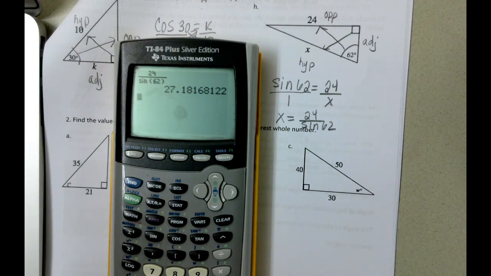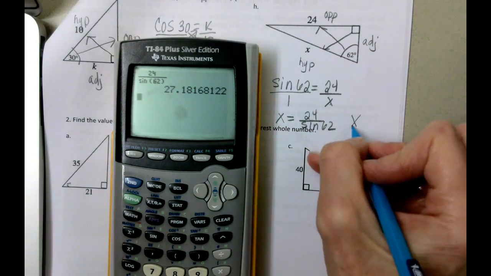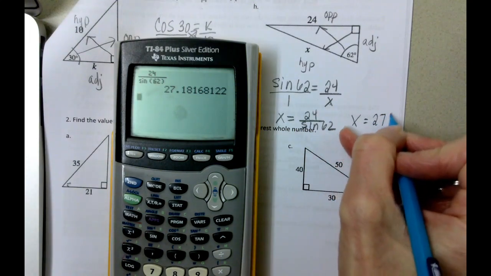and we get 27.18. For the angles here, we're rounding to the nearest whole number. So we're looking at the 1 to determine what to do to the 27. So this is going to remain x equals 27 degrees.